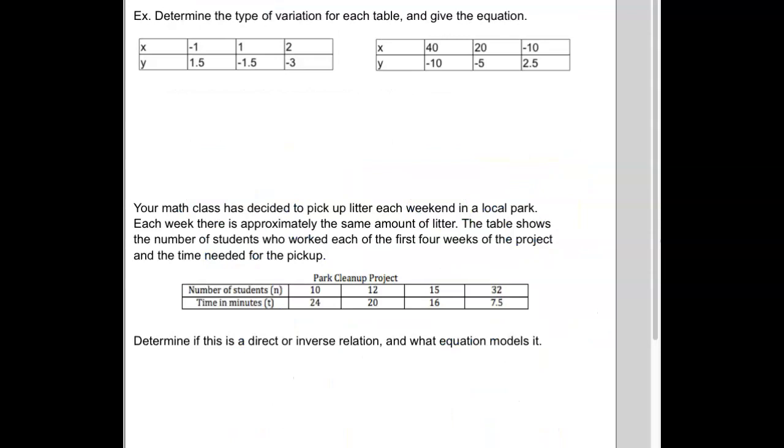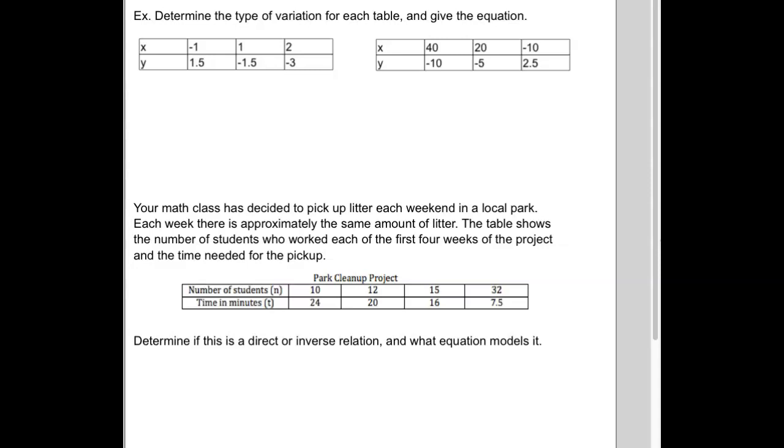All right, so go ahead and pause the video. I want you to try to figure out if you can tell which type of variation we have in each of these tables. And once you figure out the type, find your constant of variation, that k value, and then write your equation. Go ahead and turn the video back on when you think you're ready. All right, let's check to see how you did.